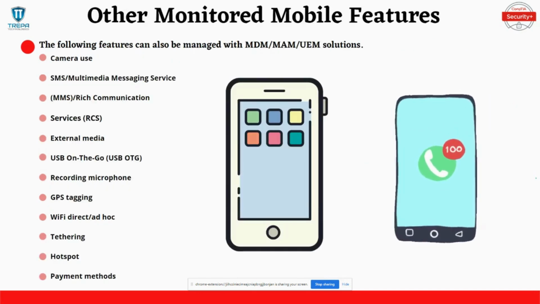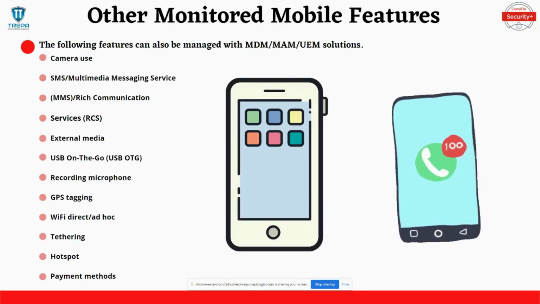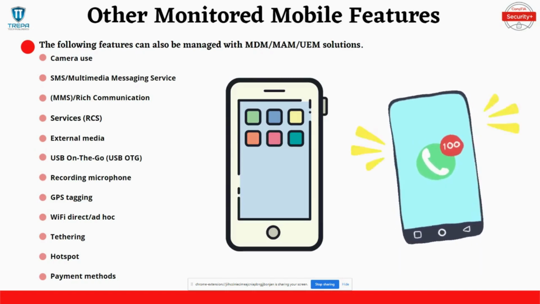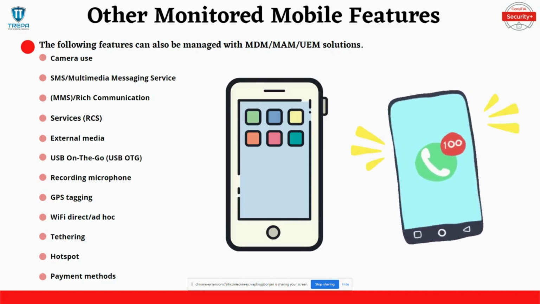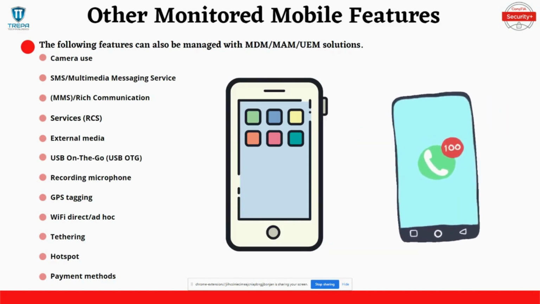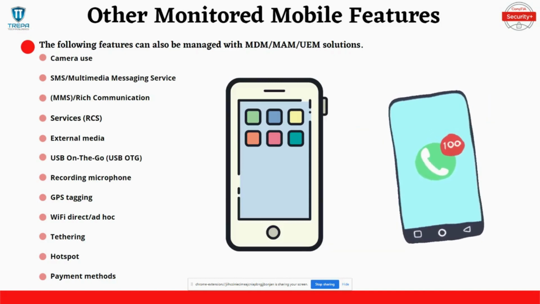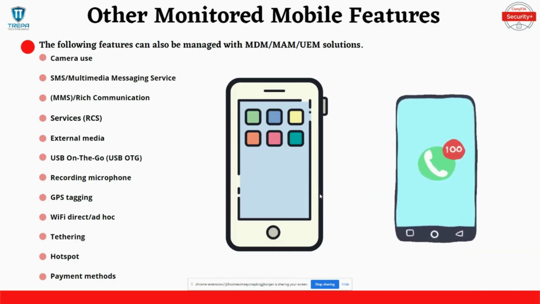All right, and then we're going to end this video by just going over other monitored mobile features. So these are all the features that can be managed with MDM solutions, right? So you have everything here: camera use, text messages, GPS tagging, tethering, hotspot, payment methods, right? Just a list of examples of stuff that can be monitored.